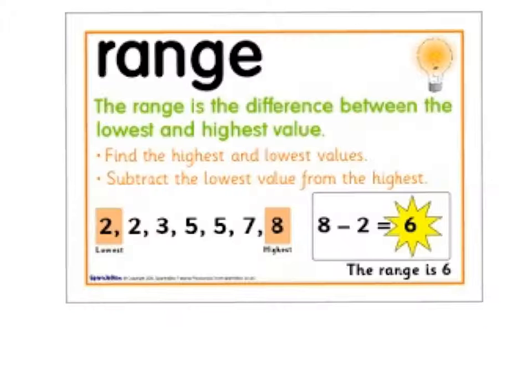Alright. And the range. The range is the difference, which means subtraction, between the lowest and the highest value. So all you have to do is find your highest number and your lowest number, and then you just subtract your highest number minus your lowest number, and that gives you your range.